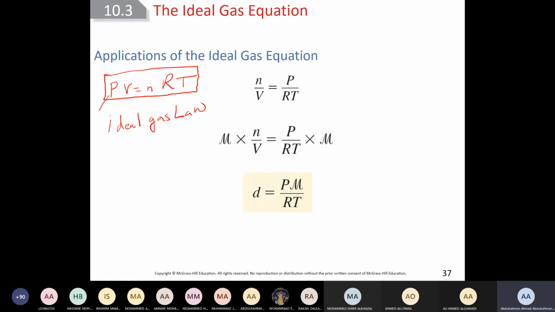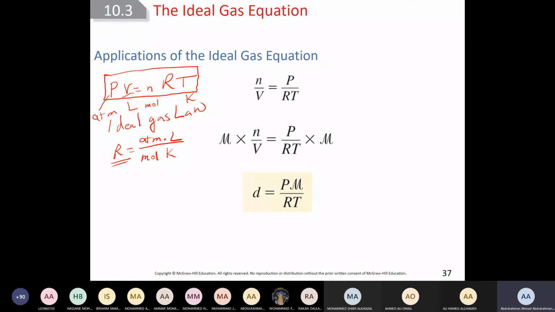What's the unit for P? Atmosphere. What's the unit for volume? Liter. What's the unit for n? Mole. What's the unit for T? Kelvin. What's the unit for R? Atmosphere liter divided by mole Kelvin.